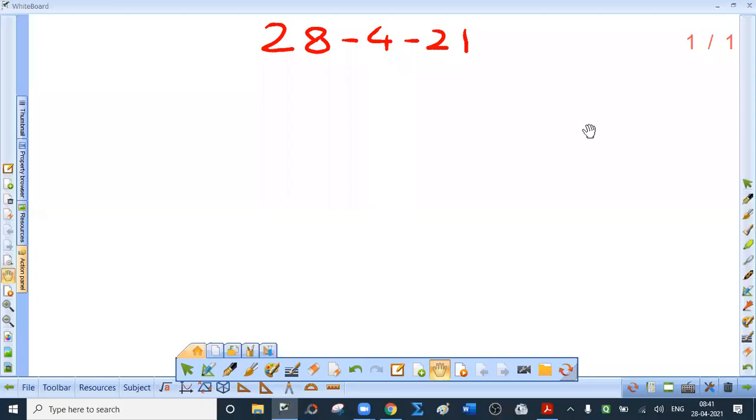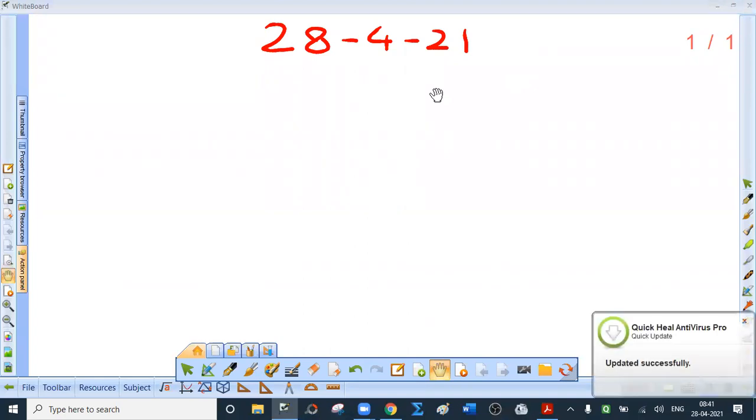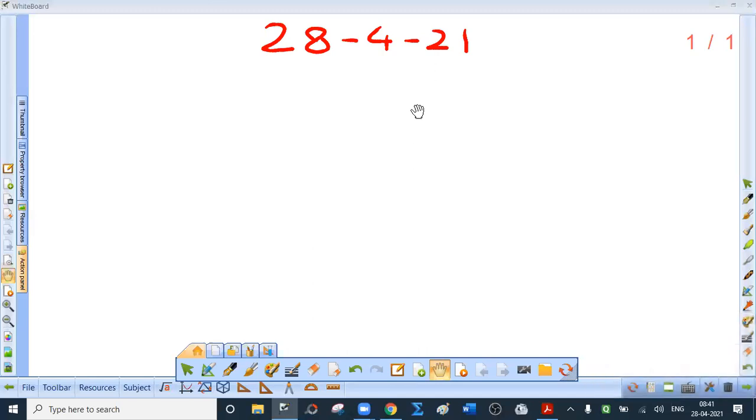Good morning. Today we are going to start a topic from part 1, pair of straight lines. Actually, in part 1 there are 7 topics. The first topic is mathematical logic, second is matrices, third one is trigonometric functions, fourth is pair of straight lines, fifth is vectors, sixth is line and plane, and seventh is linear programming. So we are taking the fourth topic, that is pair of straight lines.